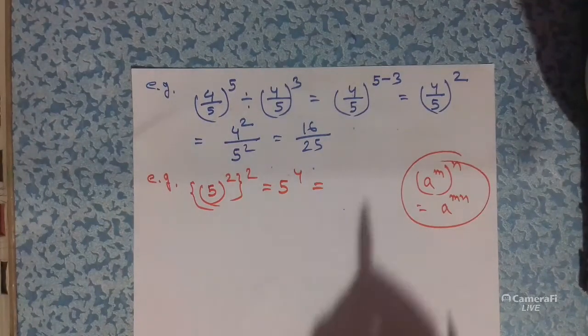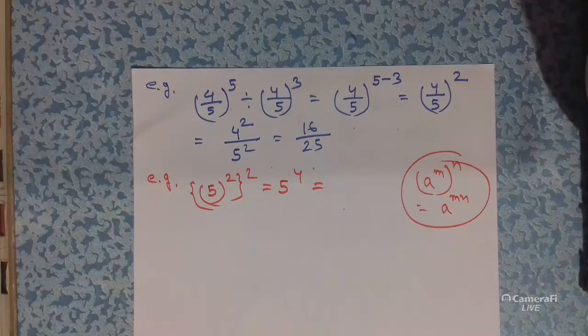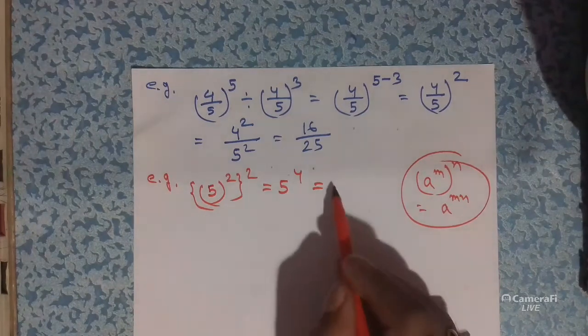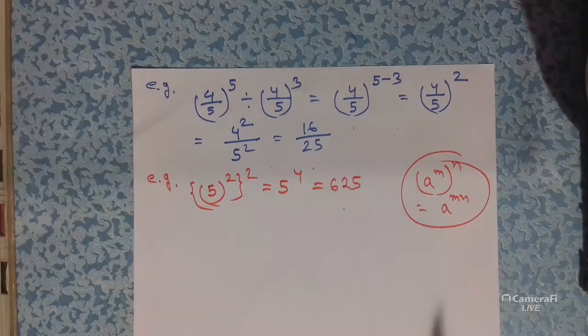So 5 to the power 4 means four 5's are there. 5 multiplied by 5 multiplied by 5 multiplied by 5 is 625. So 625 is the correct answer.